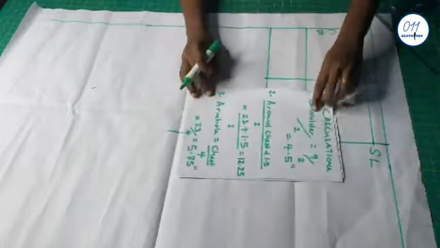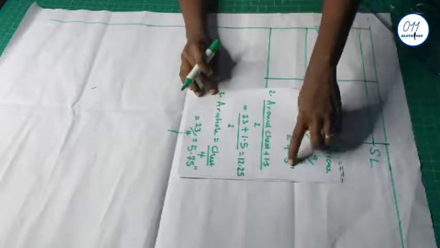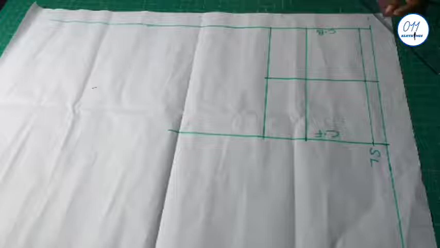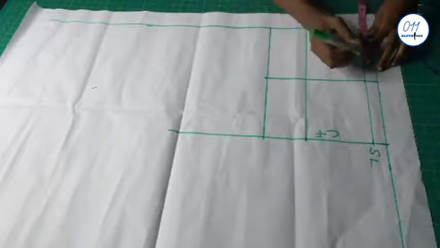The next thing to do is to divide the shoulder to shoulder measurement by 2, which is 9 all over 2, which gave me 4.5 inches. I will now measure 4.5 inches on the shoulder line, starting from the center back and the center front, respectively.